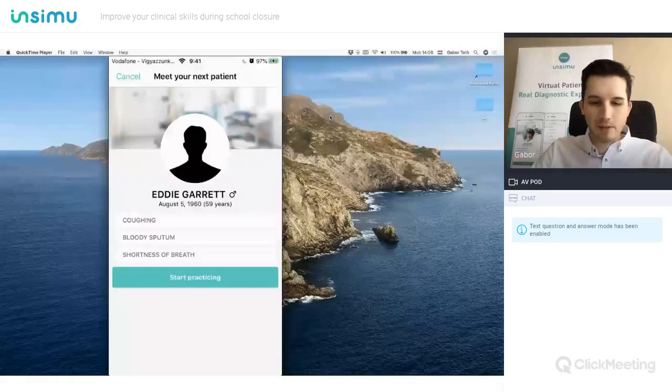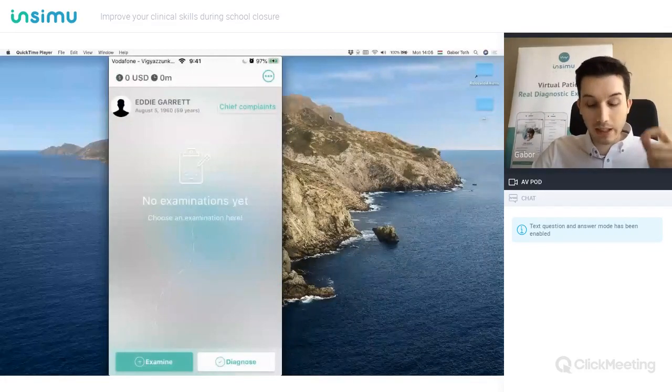Well, Eddie came in with symptoms of cough, bloody sputum and shortness of breath. He is 59 years old. It can be very interesting these days. Of course, the first thing that could come to our mind is COVID, because everything is about COVID nowadays. But let's see if it really is COVID or something else.